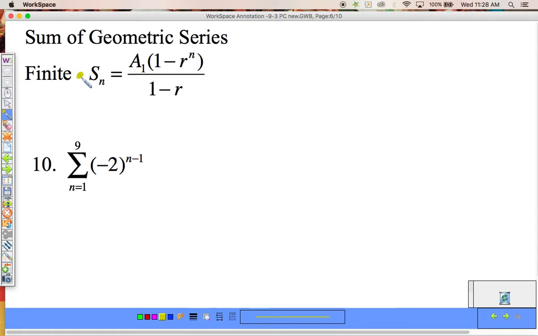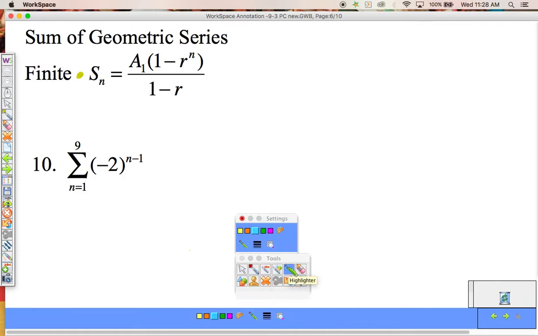All right, a sub 1 times 1 minus r to the nth divided by 1 minus r. All right, so what I need to be able to find the sum of a geometric series: first term, ratio, number of terms. Those are the 3 things I need.